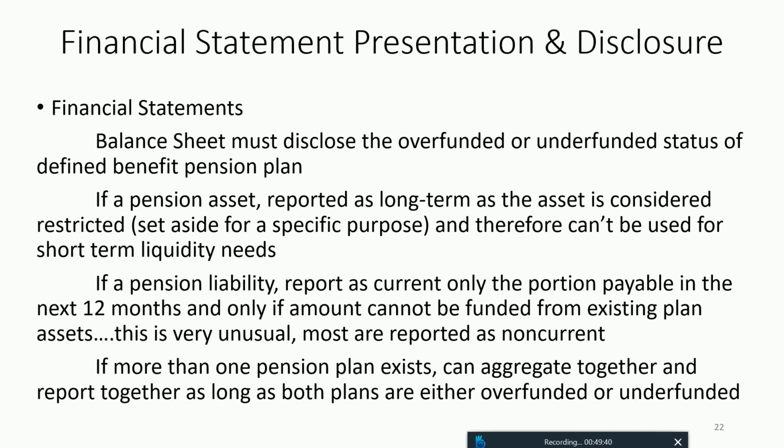And if more than one pension plan exists, you can aggregate them together and report them together as long as both plans are either in an overfunded or an underfunded status. The reason for this is that each pension plan is separate, meaning you can't borrow funds from one pension plan to cover the liabilities of another. Each one is its own separate entity.